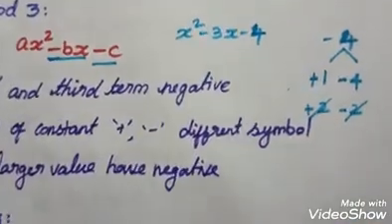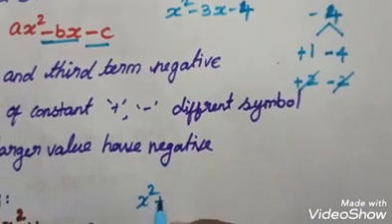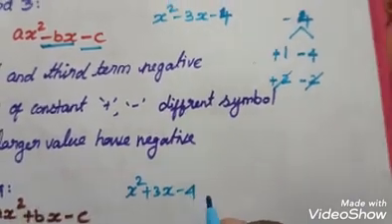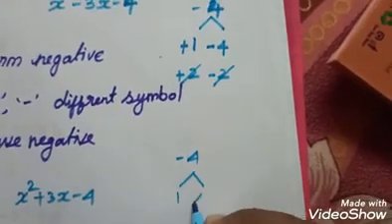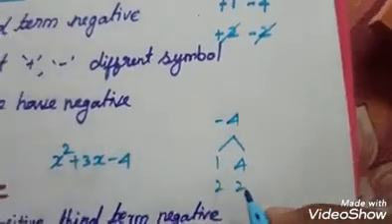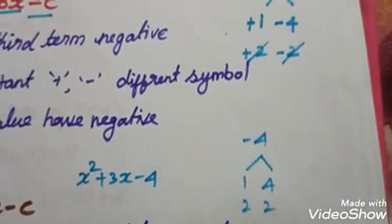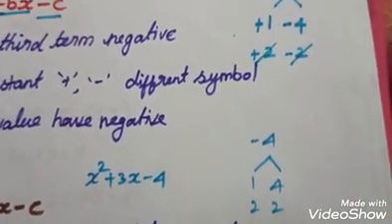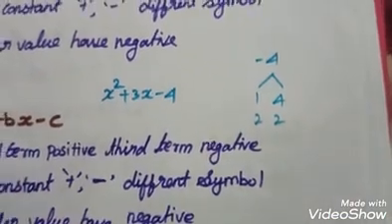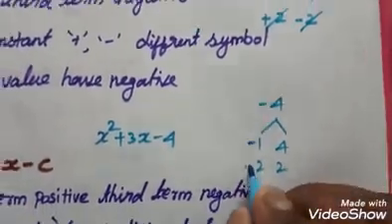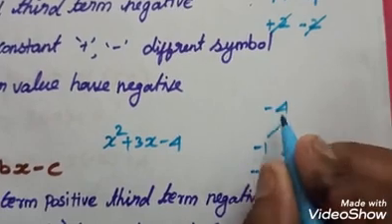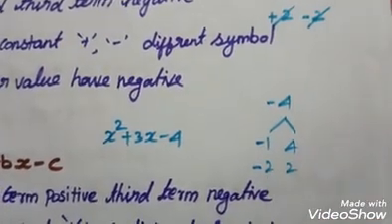I take the same example, x square plus 3x minus 4. So the same factor: minus 4, I take 1 4 is 4, 2 2s are 4. Different symbol means the smaller value only negative. So I take minus. In these 2, I take only 1. So my plus into minus, minus 4. Both of them, the product is minus 4 only.